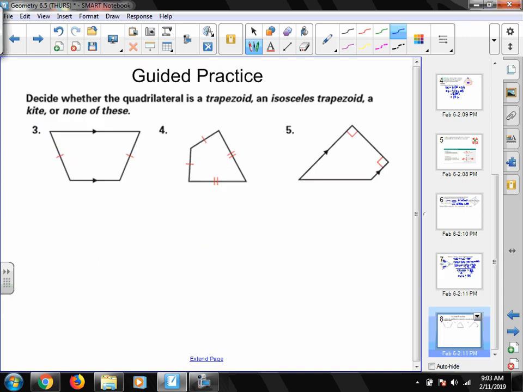Take a peek at your guided practice. Obviously, I'm not going to sit here and wait for 5 minutes and have 5 minutes of dead air while you guys work on this. So my recommendation, pause the video, work these out. Okay, all you got to do is decide whether the quadrilateral is a trapezoid, an isosceles trapezoid, a kite, or none of these. That's also a possibility. So pause your video, try these, and then I'll come back and go through these with you guys like I would in class.